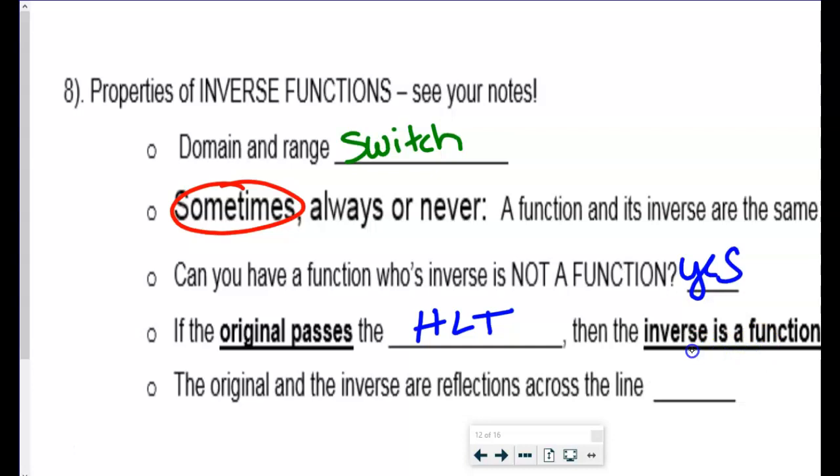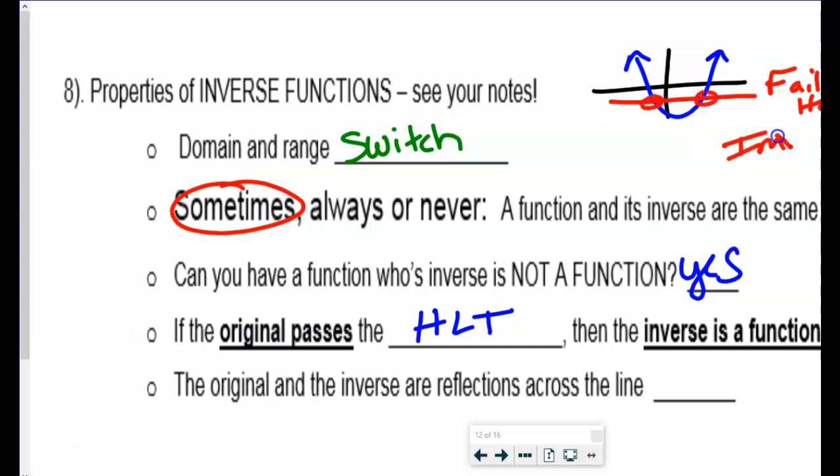You might have an original function, like for instance this guy right here. A parabola is a function, but he fails the horizontal line test. Sorry, yeah, horizontal. So that means the parabola's inverse is not a function. Sorry, that's very not legible. All right, try writing a little better, Abruzzo. These poor kids reading the slides. All right, and then the original and the inverse are reflections about the line y equals x.